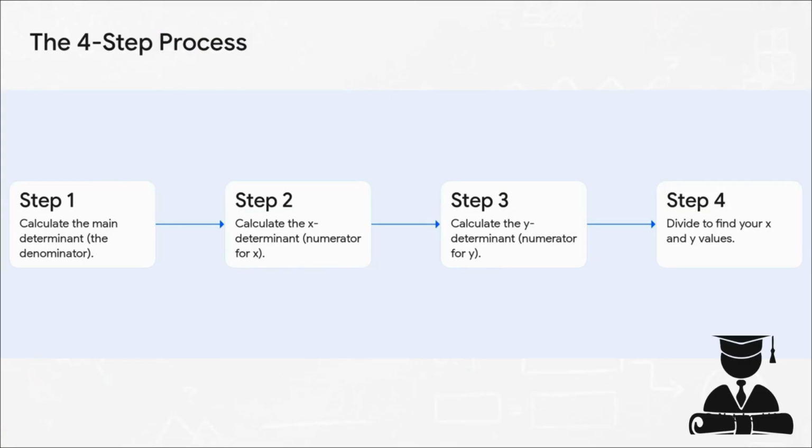It's just a simple, repeatable pattern. So the entire process really just boils down to these four simple steps. First, get that main determinant from the coefficients. That's your denominator. Then, you calculate the two special determinants for the top parts. And finally, you just divide. That's it. That's the whole shebang.